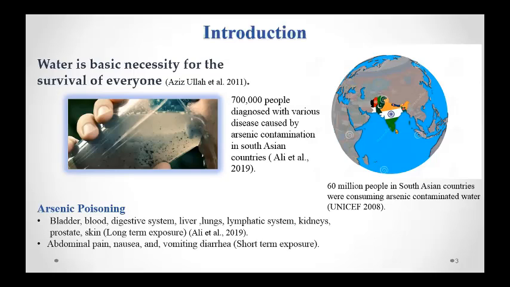According to the UNICEF report in 2008, about 60 million people in South Asian countries were consuming arsenic contaminated water. As Ali mentioned in his research, 7 lakh people were diagnosed with various diseases caused by arsenic contamination in South Asian countries. So this is also a problem for Pakistan that must be overcome.